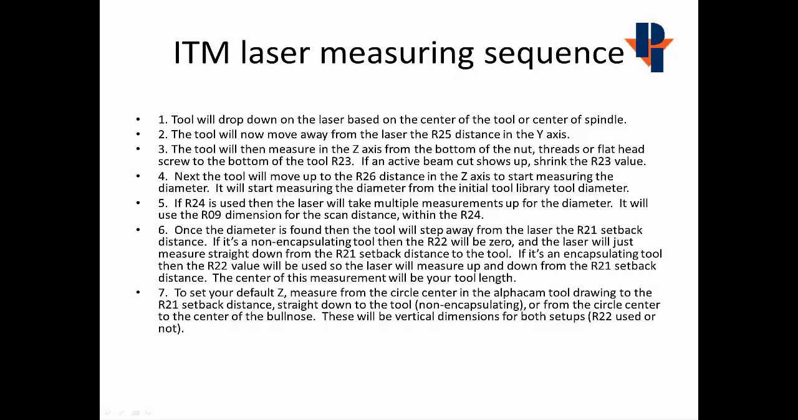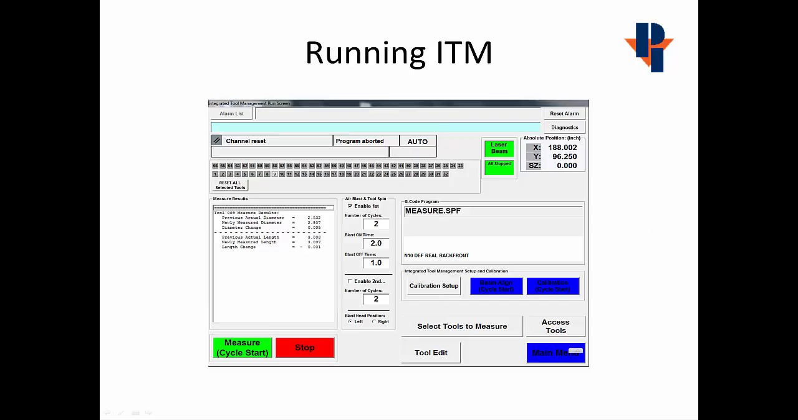The ITM measuring sequence was included in your ITM packet. This is used for troubleshooting. When running the ITM, you'll see the values in the left of the screen, the previous diameters and the newly measured accurate diameters, the previous actual lengths and the newly measured lengths.